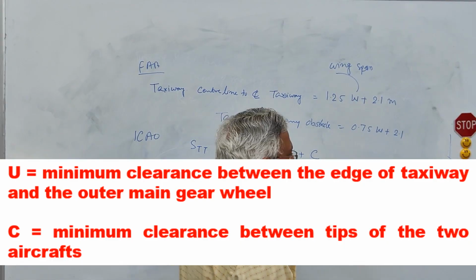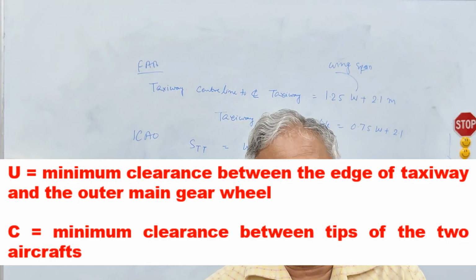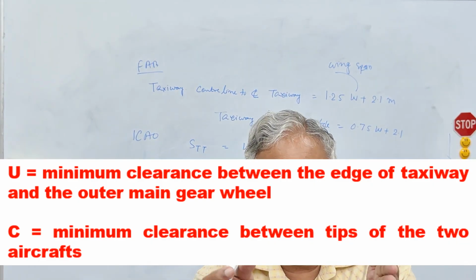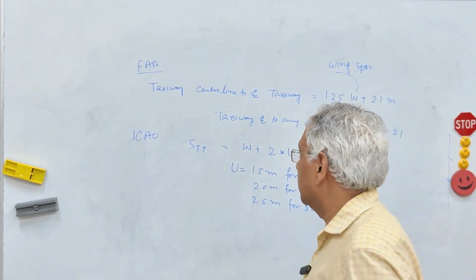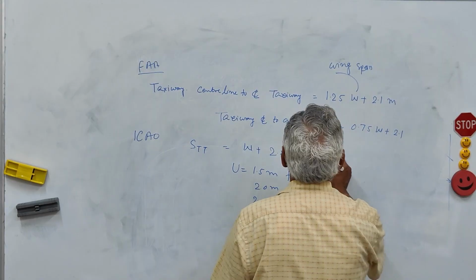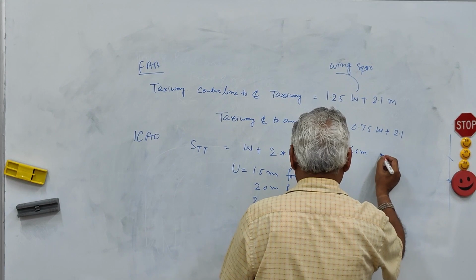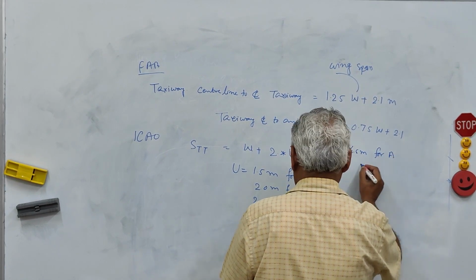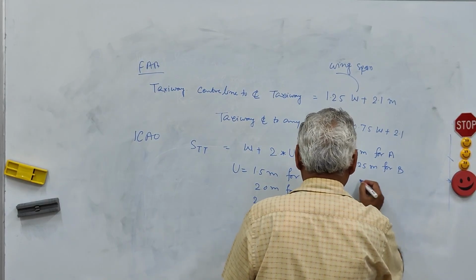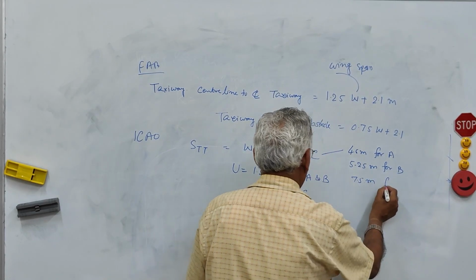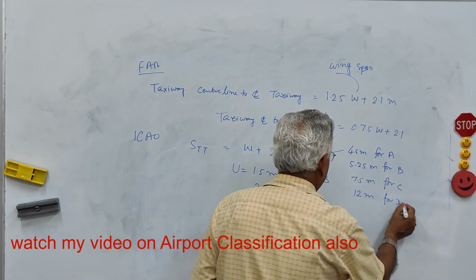Now see here is the minimum clearance between tips of the wings of aircraft which are moving parallel. So what should be the minimum distance between tips of the aircraft wings? And this is again a kind of safety margin. What it says is that C should be 4.5 meter for aerodrome type A, 5.25 meter for B, 7.5 meter for C, and 12 meter for D and E.